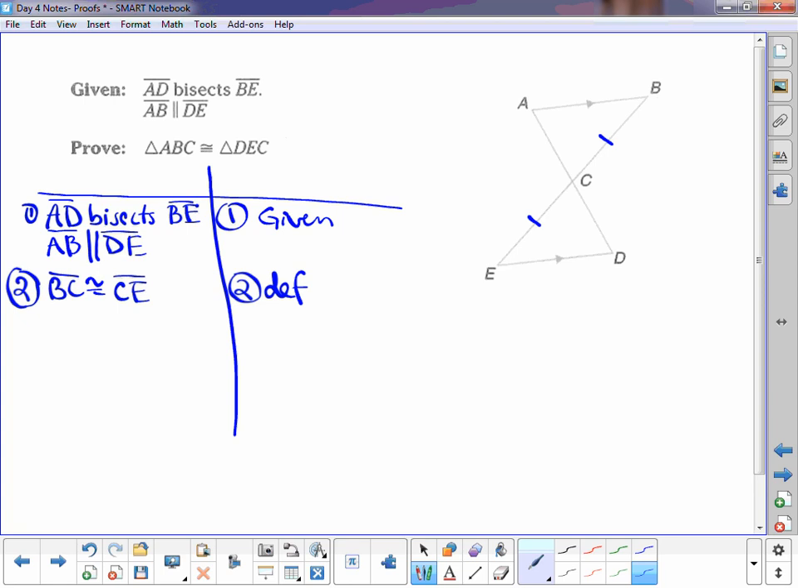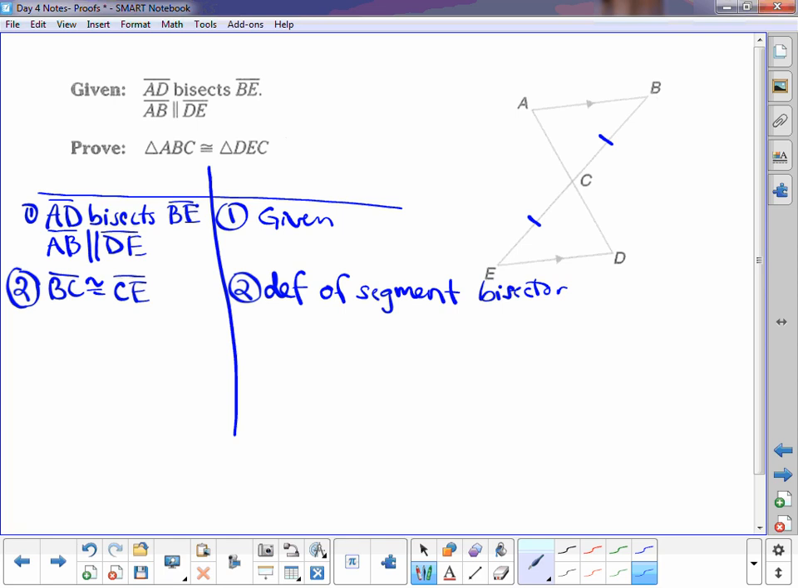If we have a segment bisecting a segment, does anyone remember what we call that? Close, close. Definition of segment bisector. The segment got bisected, right? So definition of segment bisector. Anyone have their shoulder partner say that to them? Good work. Good work. All right.